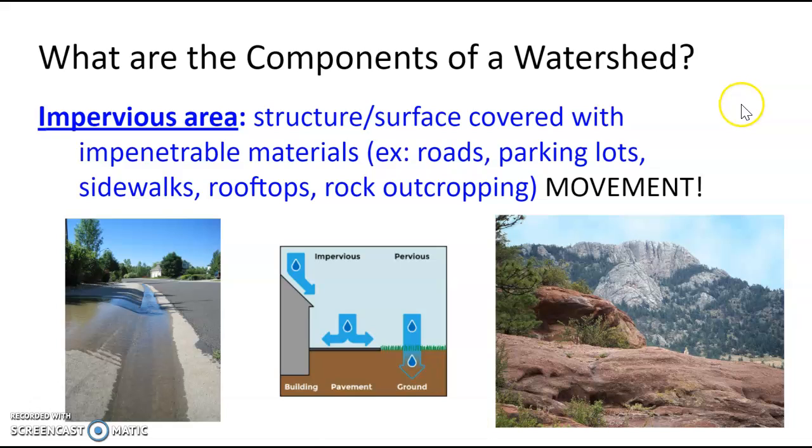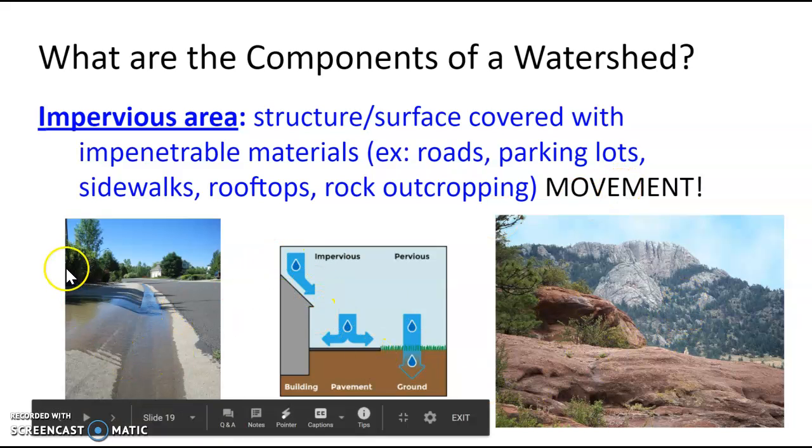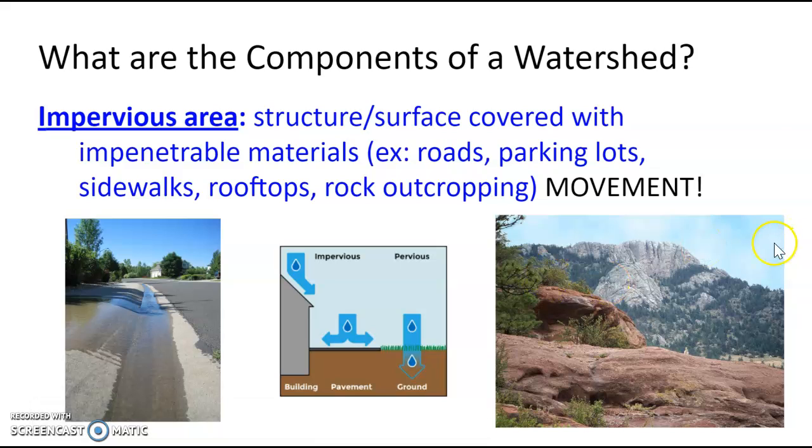One of the last components to consider is an impervious area. So this is a structure or surface that's impenetrable to water. So cement, asphalt, sidewalks, rooftops, just natural rock outcropping. And these actually cause movement of water because the water just runs off of them. And the water will just keep moving until it either evaporates or gets absorbed into the ground when it finds something that is not impervious.